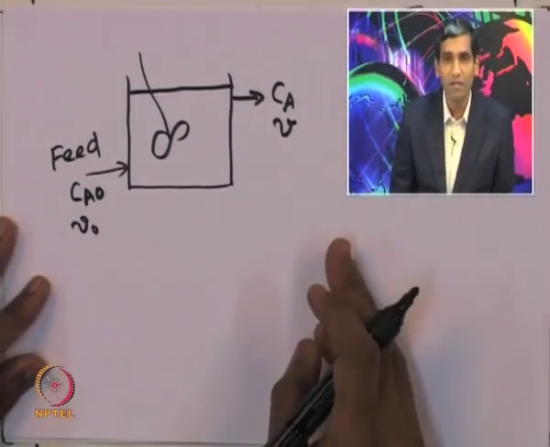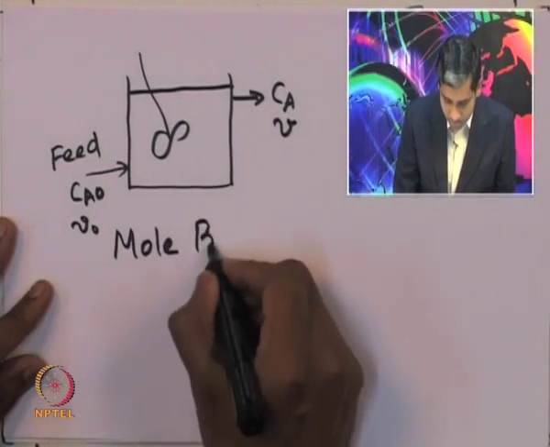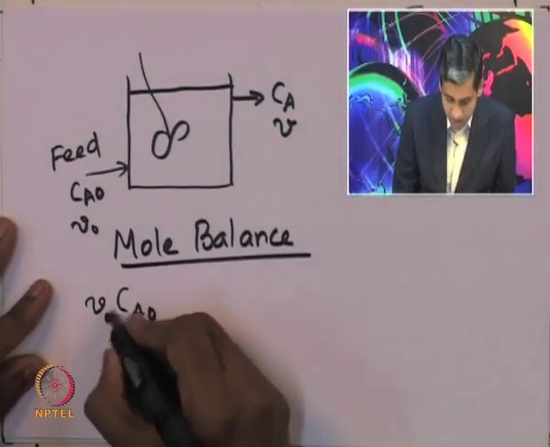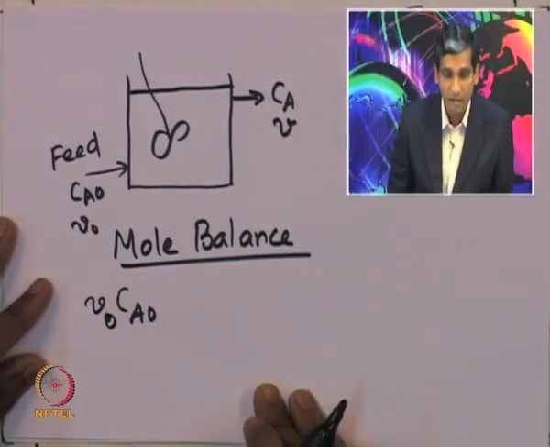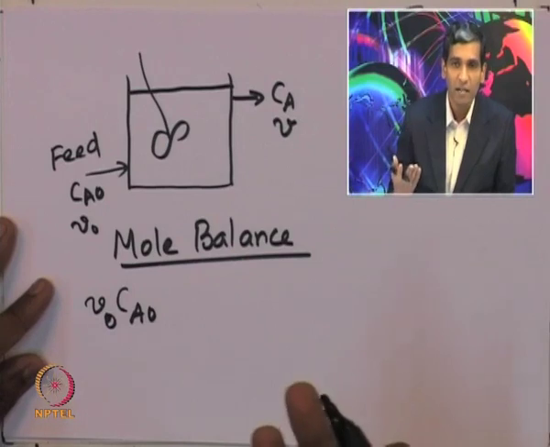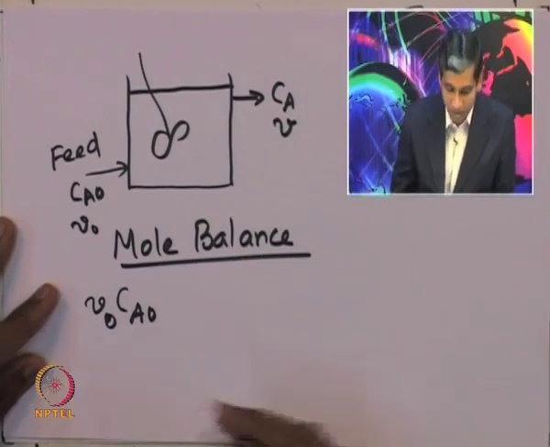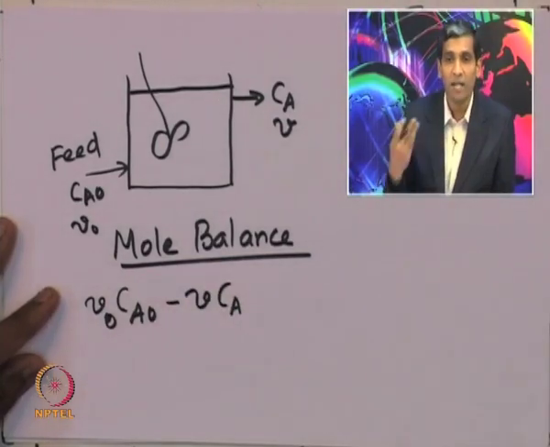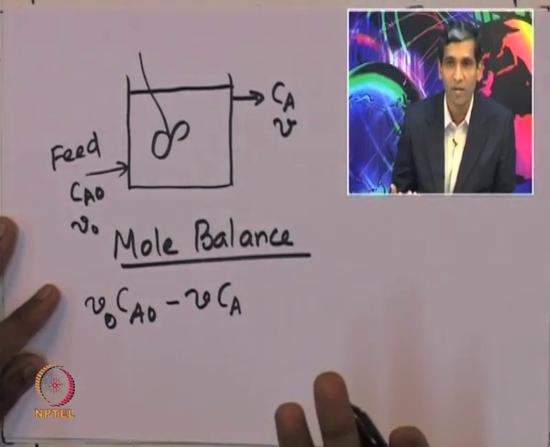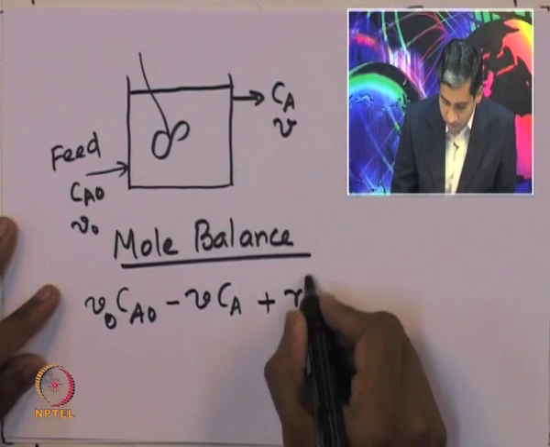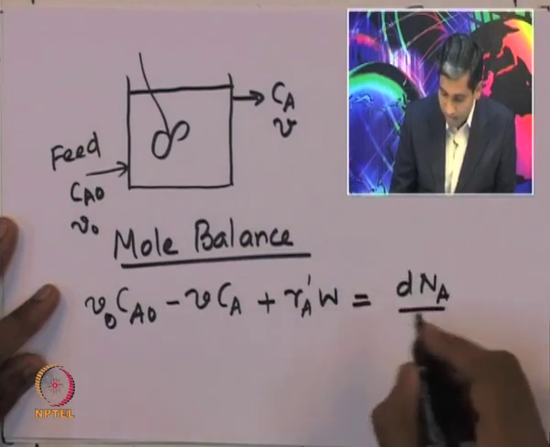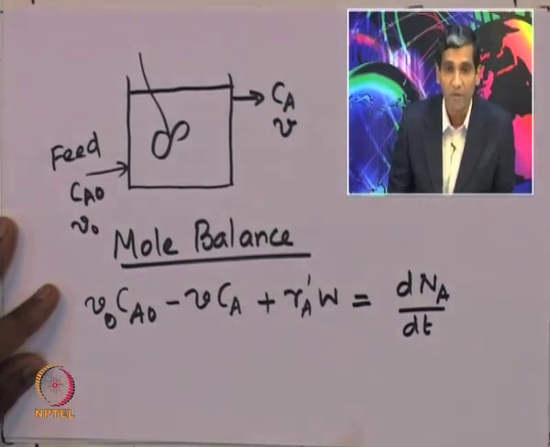Now, a simple mole balance can be written for this system. The mole balance is: the molar rate at which the species enters the reactor, which is V naught into Ca naught, where V naught has the units of volume per time, let us say meter cube per time, and Ca naught, the concentration, is moles per unit volume, minus the molar rate at which the stream leaves the reactor, which is V into Ca, plus the rate of generation of the species A, is equal to the rate of change of the number of moles of A with respect to time, which is the accumulation term.